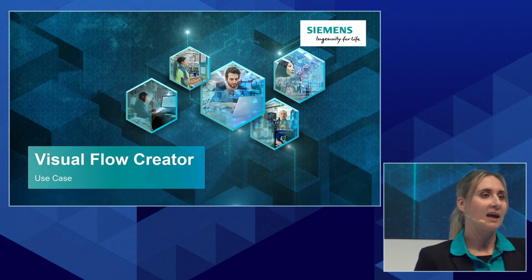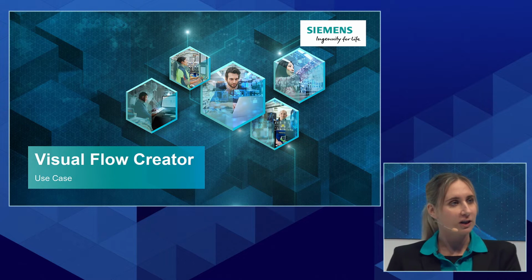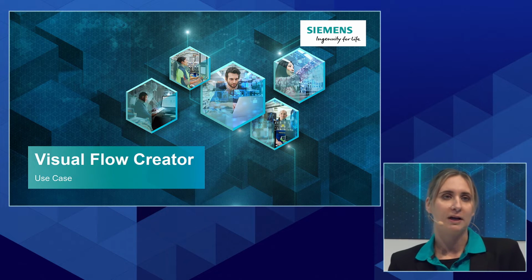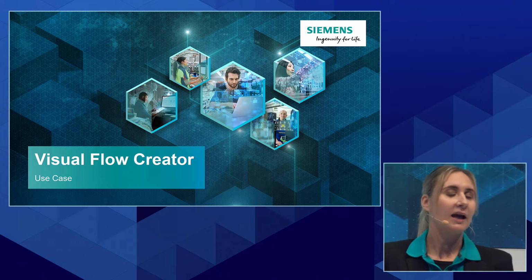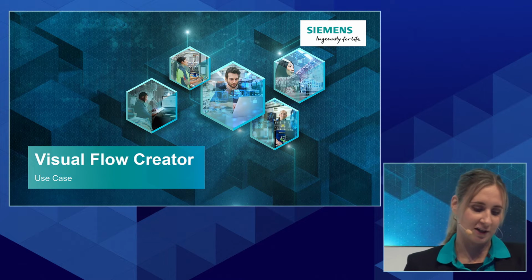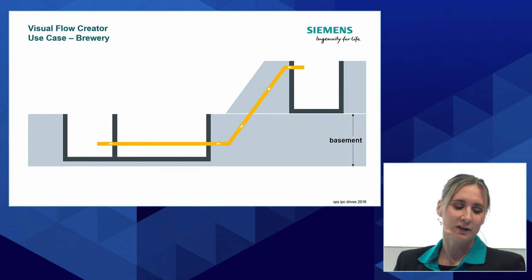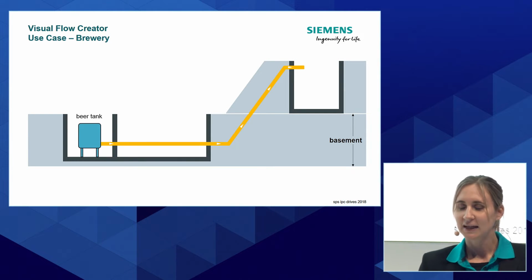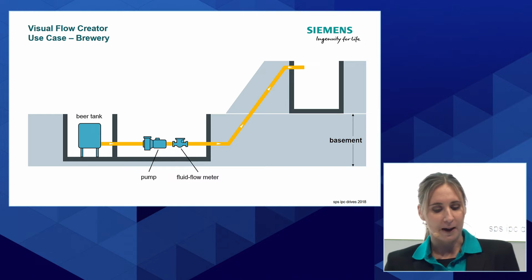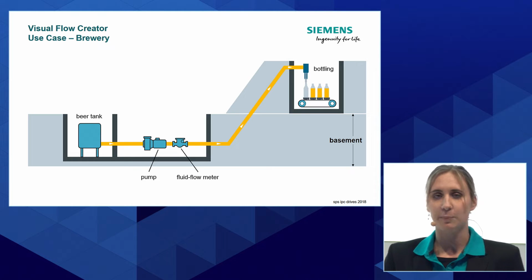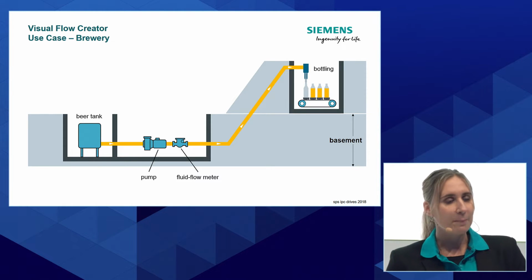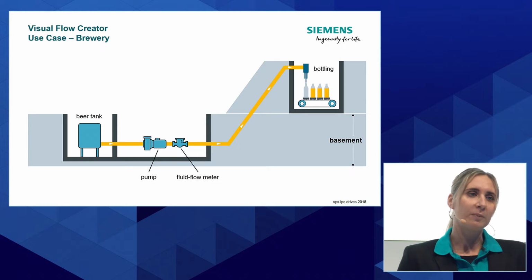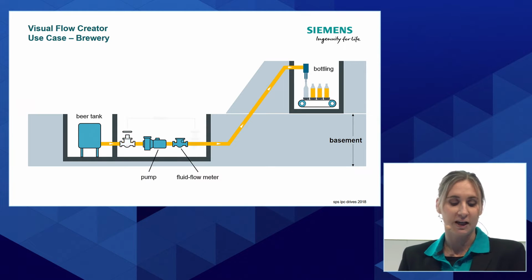MindSphere will take care that the supply chain is moving, and that the brewery manufacturer can deliver in time, and that you can buy the beer you wanted. Let us go more into the details of the brewery. We have a beer tank, we have a pump, a fluid flow meter and valves, and a bottling machine. The pump is pumping the beer from the beer tank to the bottling machine on the first floor.